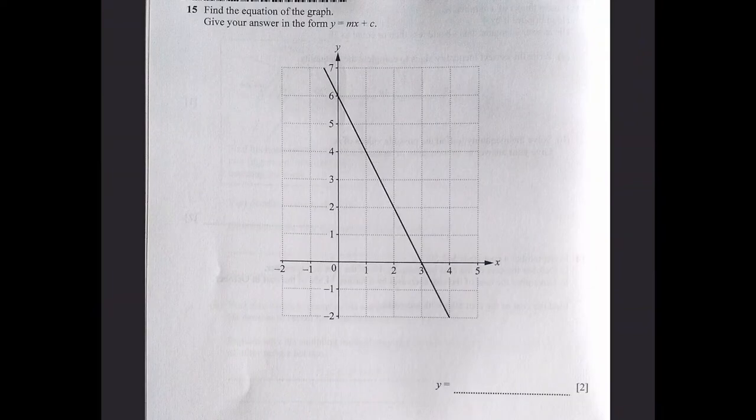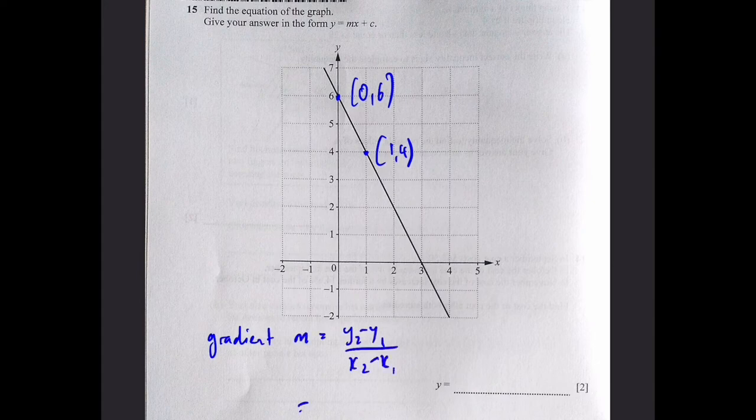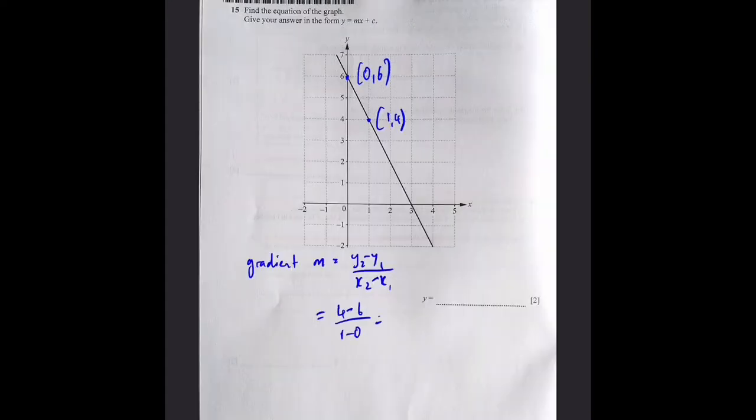Here we have a line. How to find the equation of the line? Firstly, we need to find the y-intercept, which is c. c equals 6, because the line intersects the y-axis at 6. How to find the gradient? Choose any 2 points, like (0, 6) and (1, 4). y2 minus y1 over x2 minus x1, so it's -2. And the y-intercept is 6. So the equation of the line is y equals -2x plus 6.